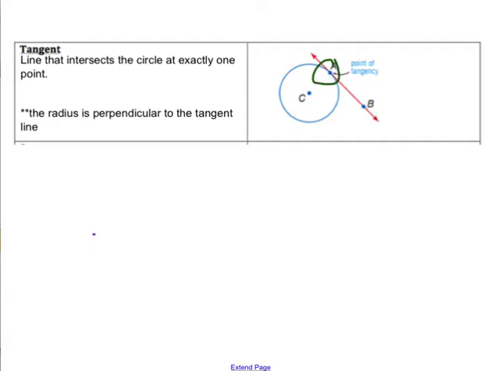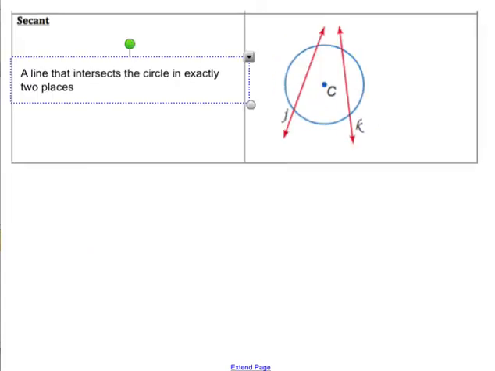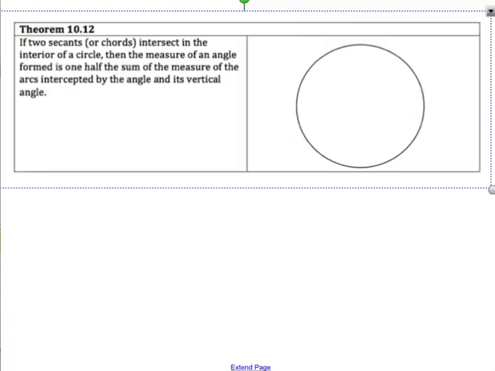Next, let's take a look at secants. For secants, what you need to know is that secants are going to have a line that intersects a circle at exactly 2 points. What you notice about secants is they're entire lines. They're not just segments. A chord is a segment that stops at the edge of the circle, whereas these two intersect at 2 points, but the lines keep extending on after that. Okay? Next, let's take a look at this first theorem here.